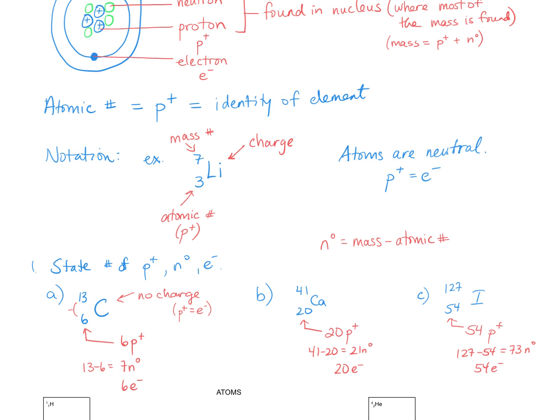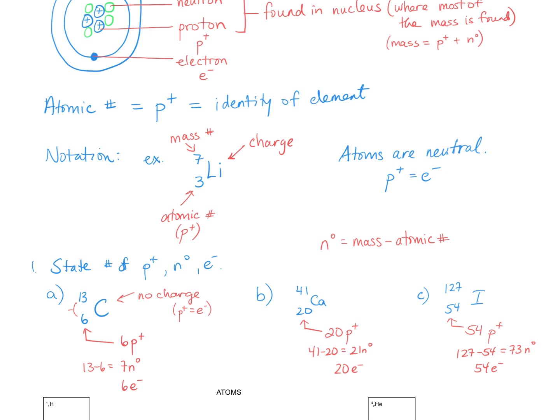the same. Do the exact same thing with the iodine notation here. 54 protons, 127 minus the 54 gives us 73 neutrons, and 54 electrons to match the 54 protons because there's no charge. So this is a neutral atom of iodine. Alrighty, so what happens if there is a charge there?